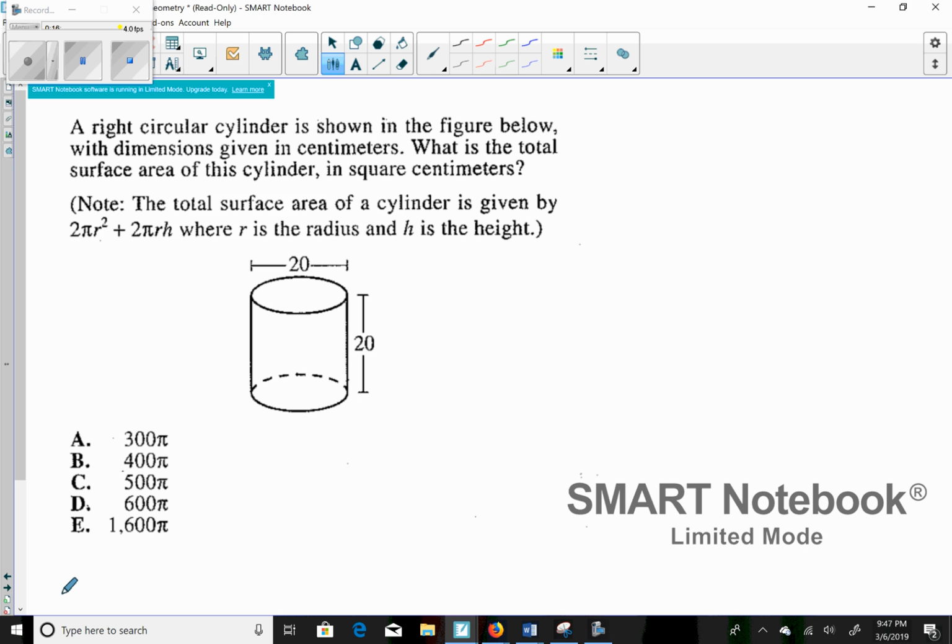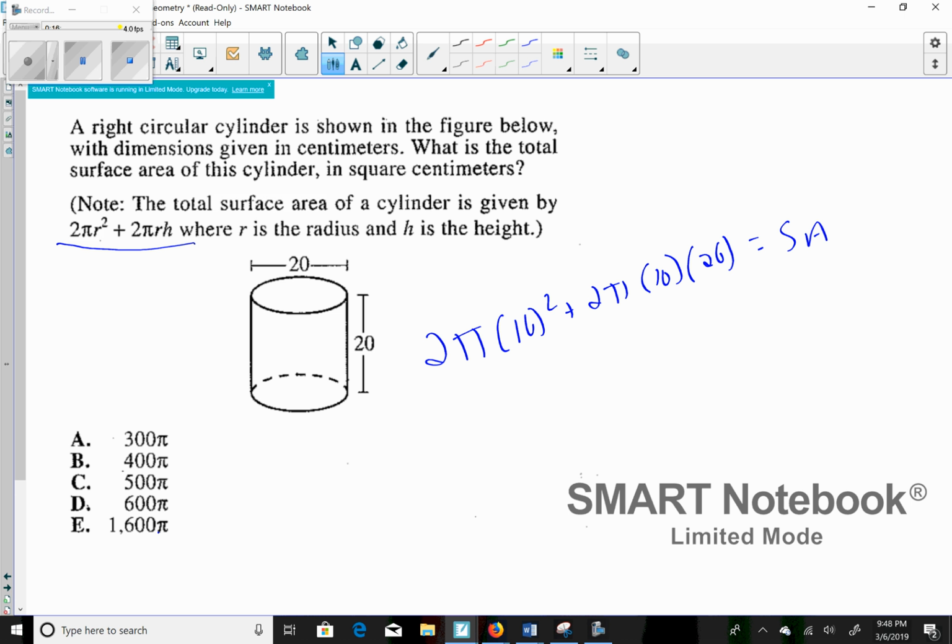All right, I have a right cylinder, which is shown below with the dimensions given. What is the total surface area of the cylinder? And notice they give you the formula, which is extremely helpful. So I'm going to say 2 pi, my radius, since my diameter is 20, my radius will be 10. So this will be times 10 squared plus 2 pi, my radius is 10, and my height is 20. And that's going to equal my surface area.